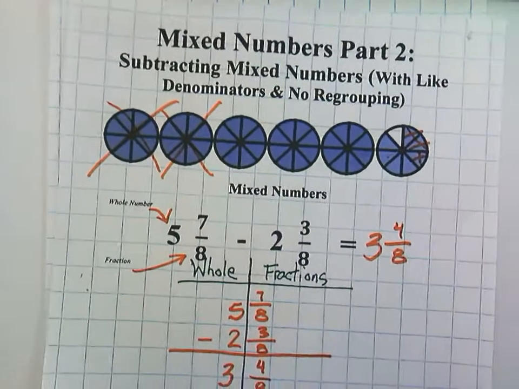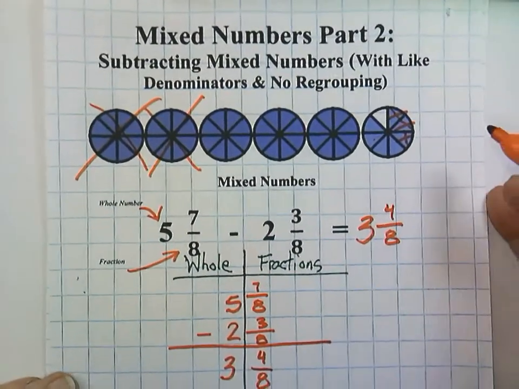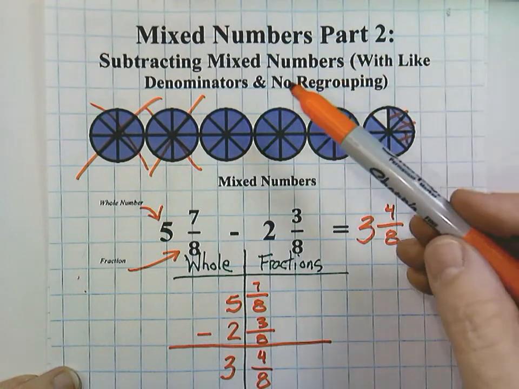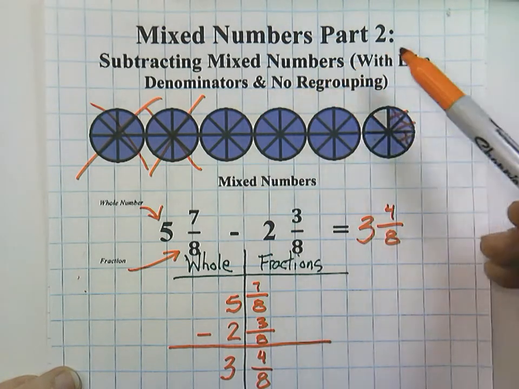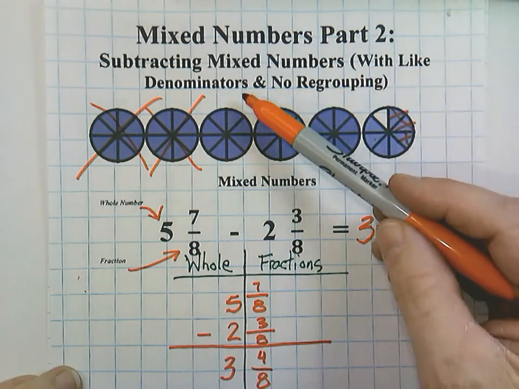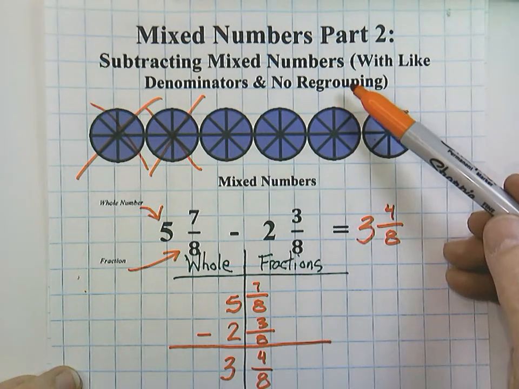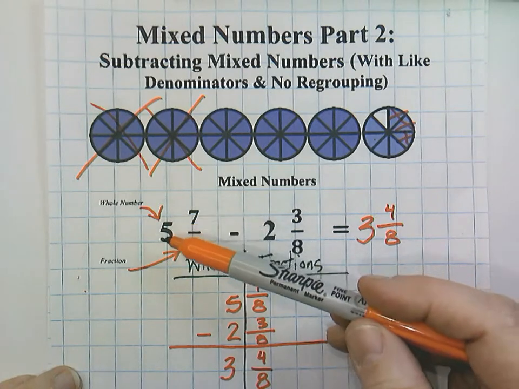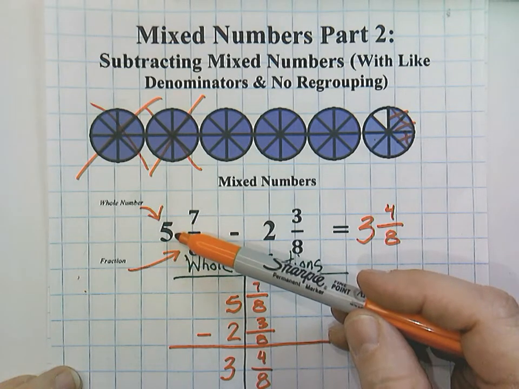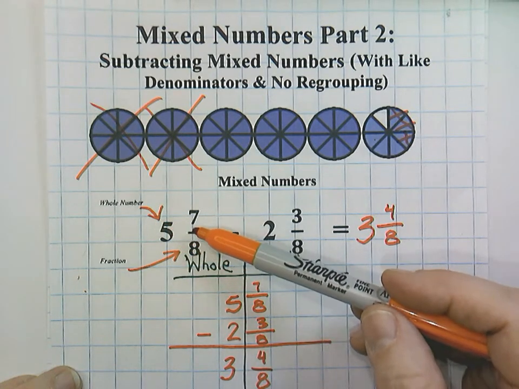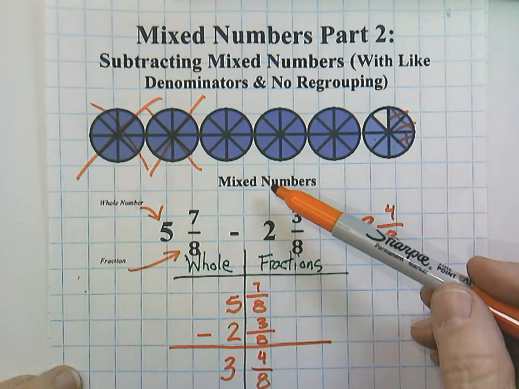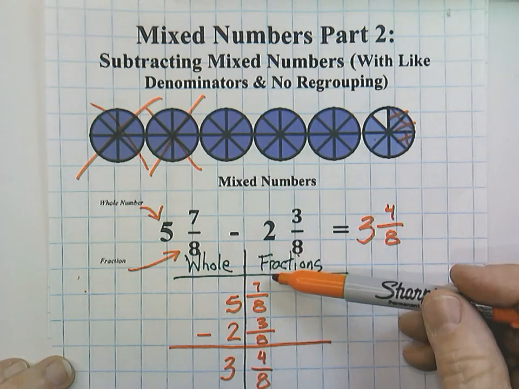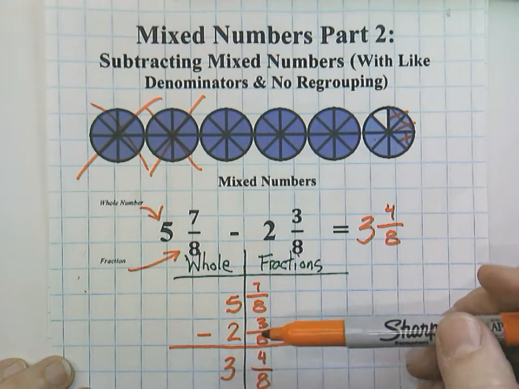So in review today, our lesson was on mixed numbers, subtracting mixed numbers, and today's lesson was like denominators, and we had no regrouping today. We showed that with models, and we said that a mixture of a whole number and a fraction together would be a mixed number. We start with our fractions, and then we subtract the whole numbers.